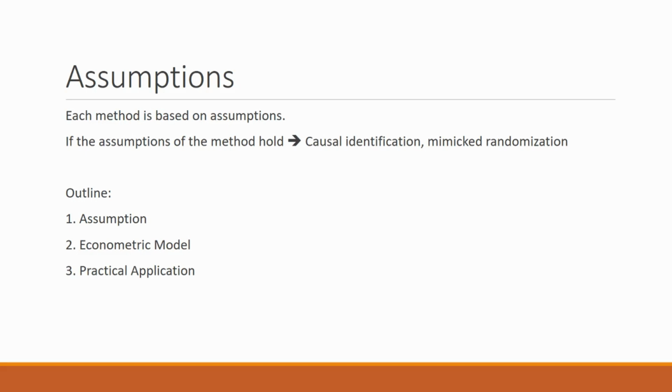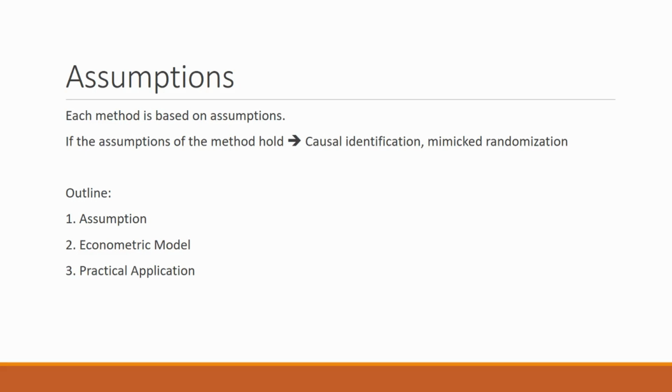When you go to use one of these methods, you need to be aware of the assumptions that underlie the method. Each method is based on assumptions. If those assumptions are true, if those assumptions hold, then when you use the method, you will be able to observe causation. You will be able to successfully mimic randomization.